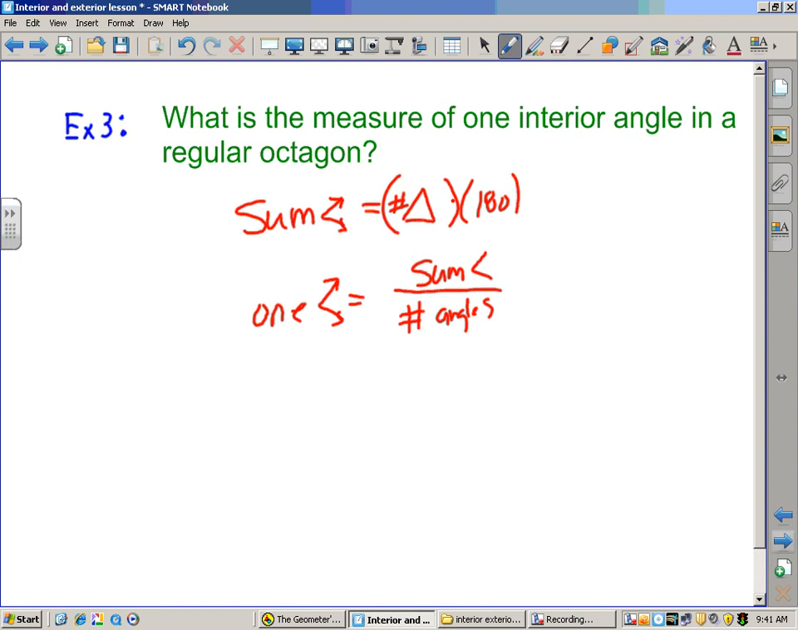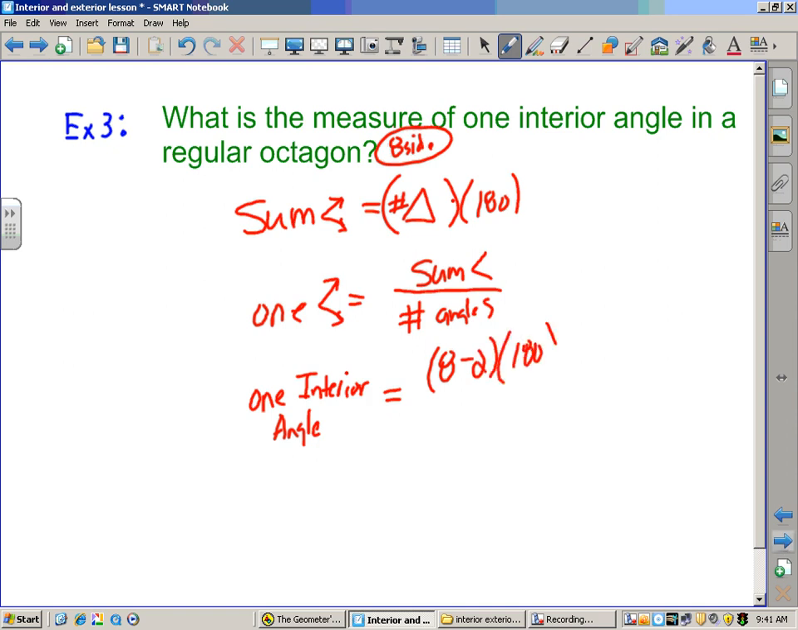So in this one right here, we know we want to find one interior angle. To find the sum, an octagon, we know octagon, octopus has 8 legs, 8 tentacles. So 8 sides. So there's going to be 8 triangles? No. 6, because we got to take 8 minus 2. So there's always 2 less. That's the part you kind of have to remember on the visual. When I drew out the triangles, there was always 2 less triangles.